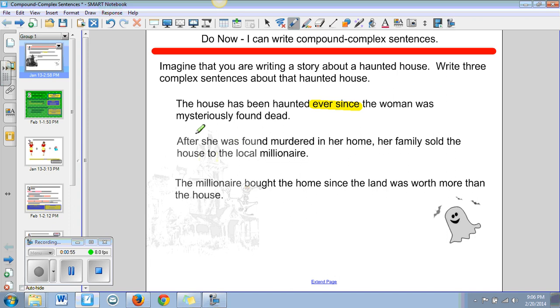After she was found murdered in her home, the family sold the house to a local millionaire. Here our subordinating conjunction is after. Since it starts our sentence, we must have a comma. The millionaire bought the home since the land was worth more than the house. Here we have our subordinating conjunction of since.